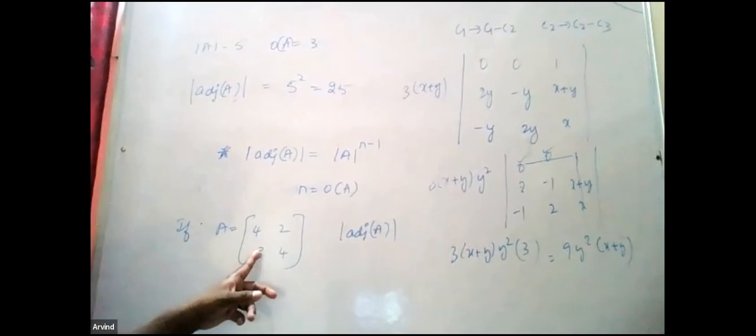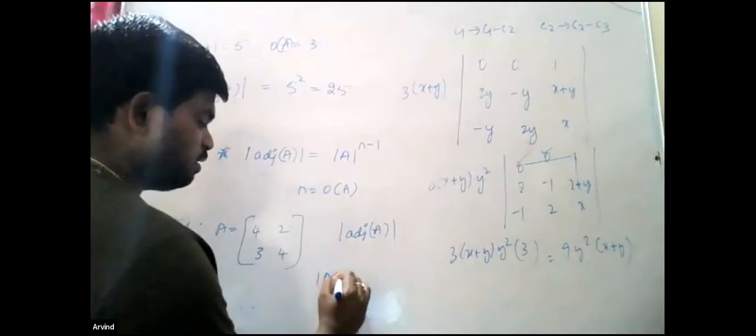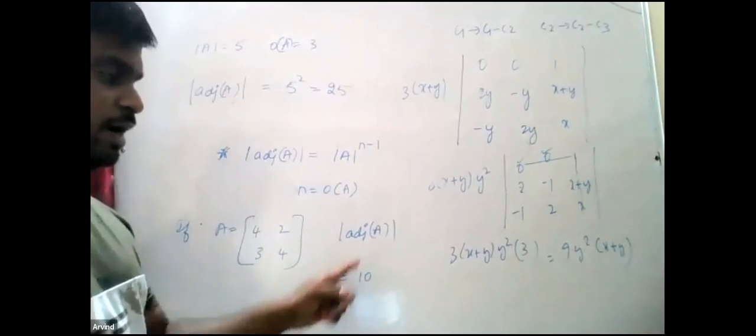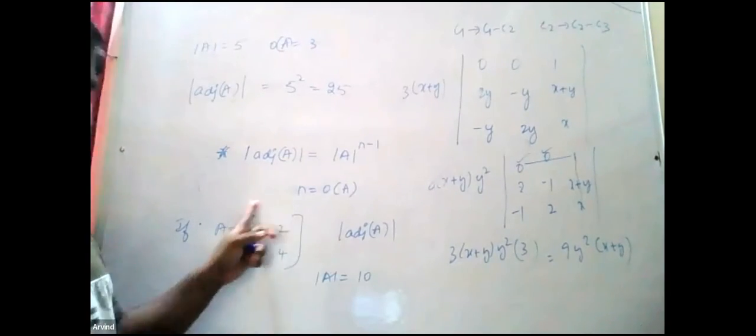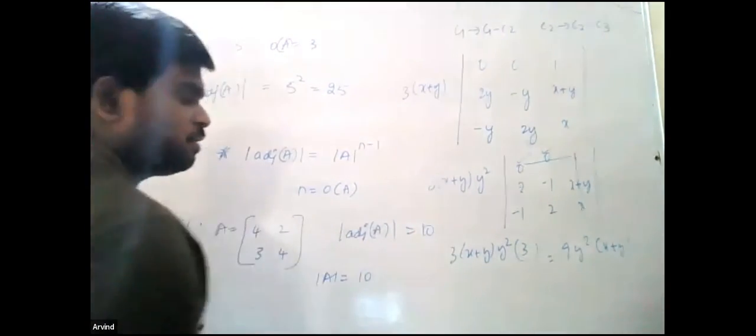Determinant of A: 4 4s are 16, 3 2s are 6. 16 minus 6 is 10. So determinant of A is 10. To find the determinant of adjoint, it is determinant to the power of n minus 1. Here it is 2 cross 2, so 2 minus 1 is 1. So its determinant value also comes to 10.